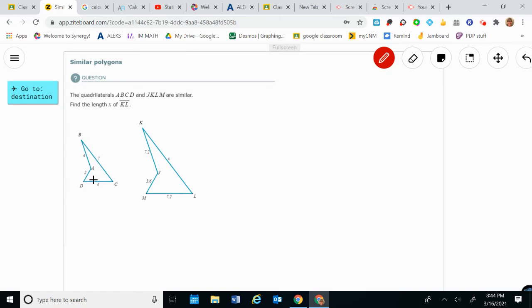A, B, C, D, J, K, L, M. They're giving you the same ones. Find the side length of KL. So we're going to go x over 7, corresponding sides, equals, pick any other two sides.